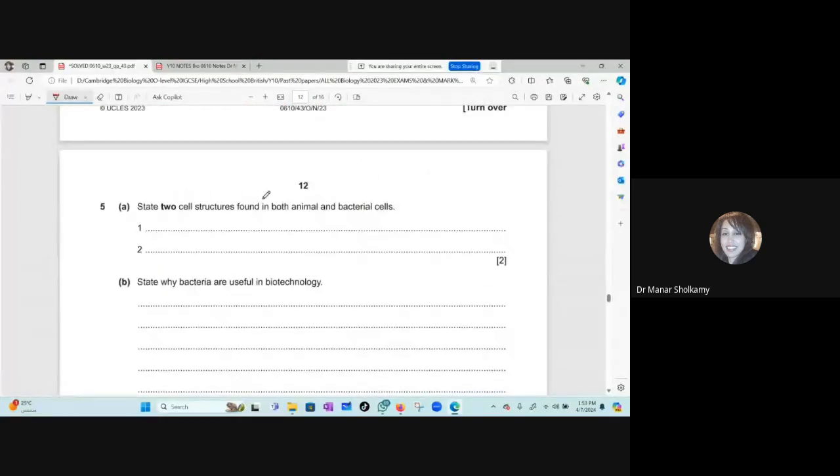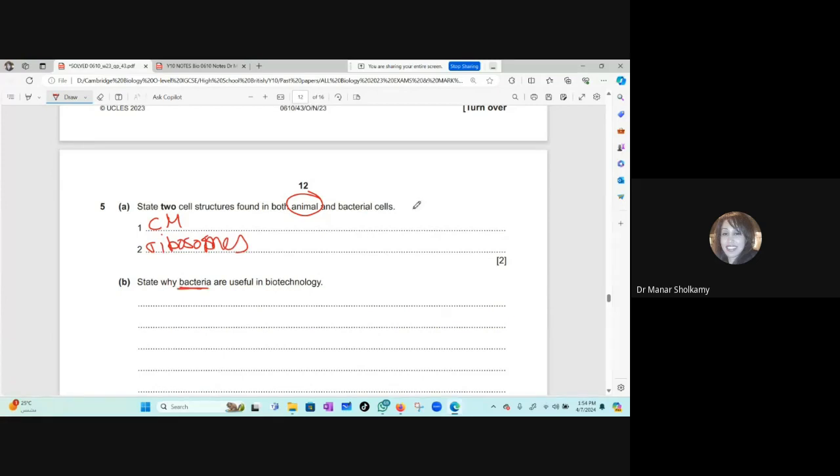State 2 cell structures found in both the animal, plant and bacterial cells. Something that's common. Cell wall and nucleus. Animal cells, they have a cell membrane, sorry, I meant they don't have a cell wall, and the bacteria, they don't have a nucleus. Ribosomes. Yes, correct. Thank you so much. Ribosomes, cytoplasm, ribosomes.